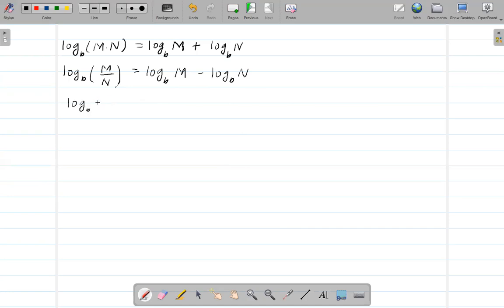All right, another one, log base b of m to the power k. Here, this m to the power k is attached with this log. So in this case, I can move this k that is in the power down here. So this will give k times log base b of m.